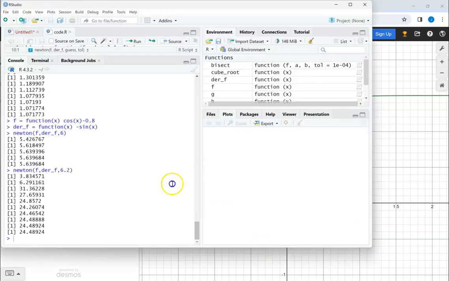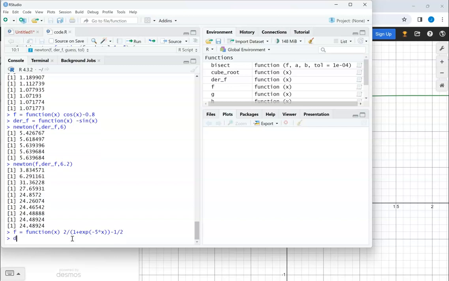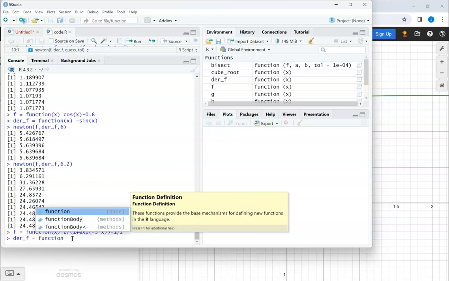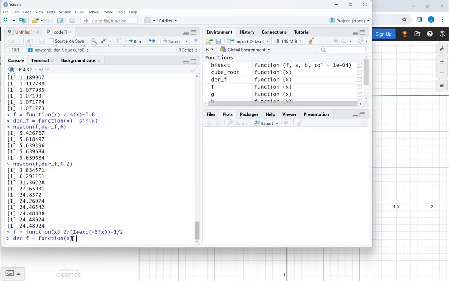So our function there is, what did I have? 2 divided by 1 plus exponential of -5 times x, and then minus a half. The derivative here, I'm not going to bother simplifying it. What do I get? Write this off to the side here.